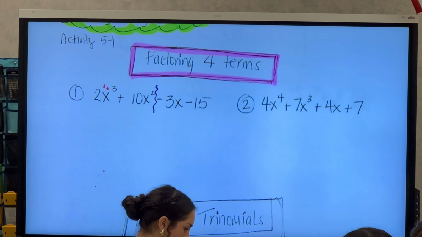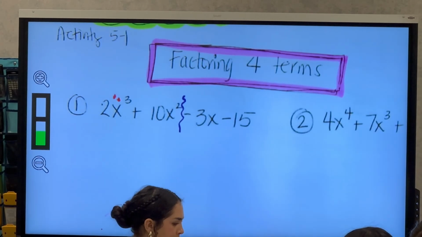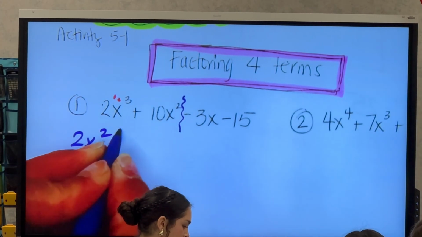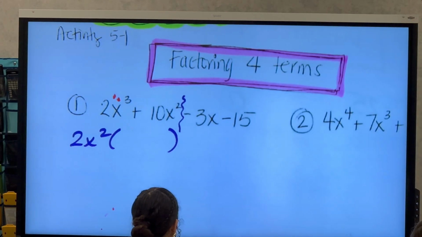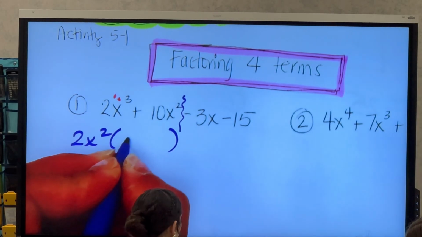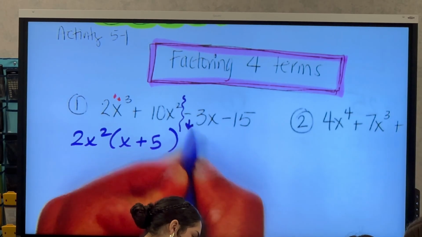All right, and then on the left of the break, we need the greatest common factor. What is the greatest common factor on the left? 2x squared, right. Remember, factoring is just a fancy word for dividing. We have to divide out a 2x squared. Can someone tell me what's left in the parentheses? X plus 5.